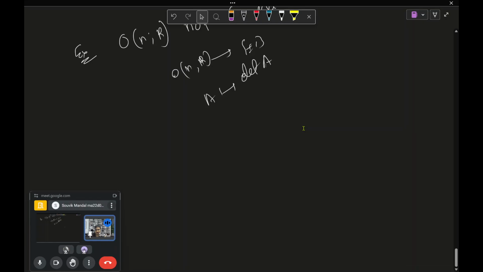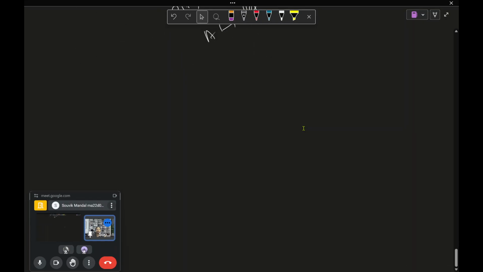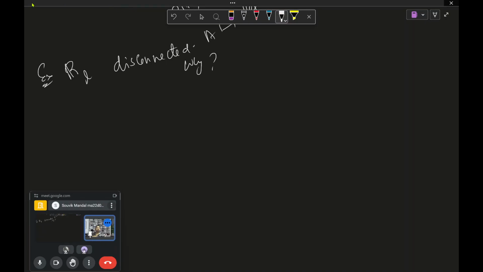Okay, so these are some example exercises. Now try to show that R with the lower limit topology is disconnected. Why? The real line with the lower limit topology is disconnected. Why?